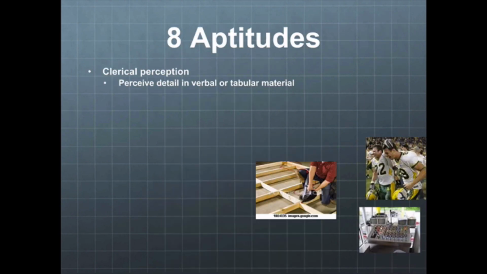Another aptitude is called clerical perception. Clerical perception is the ability to perceive details in verbal or tabulated material. So this is slightly different than form perception. Form perception, you're perceiving details or something that's unique in an object. This is actually in text form or written form. These individuals are a lot of times auditors looking for a minute detail, or maybe a coder, a person who is doing some coding. One small detail, they have a really strong clerical perception.